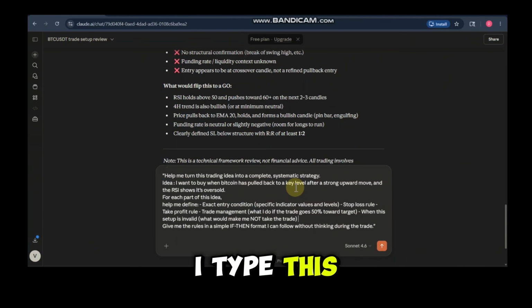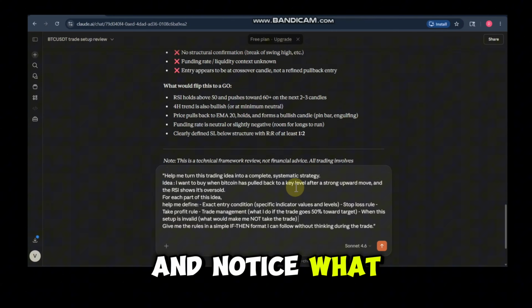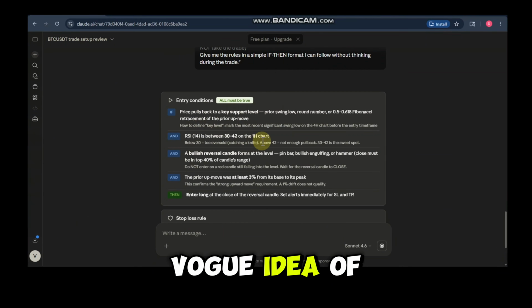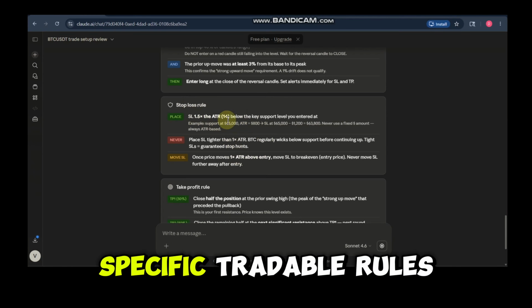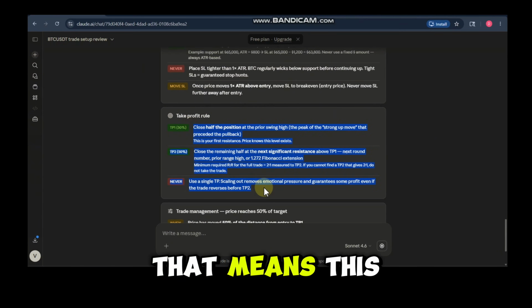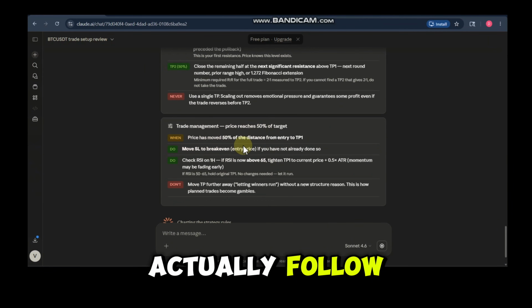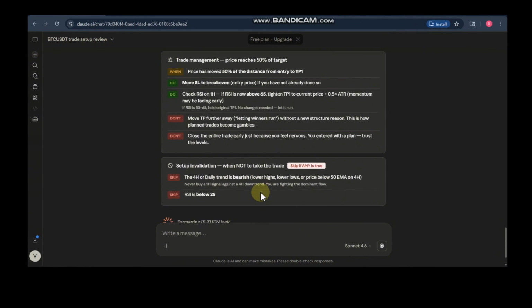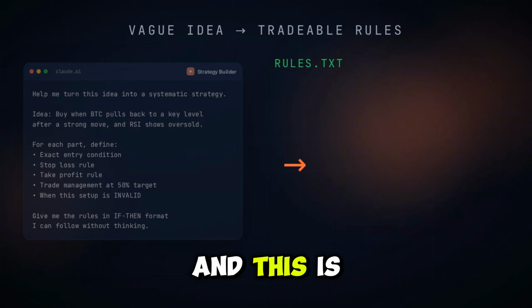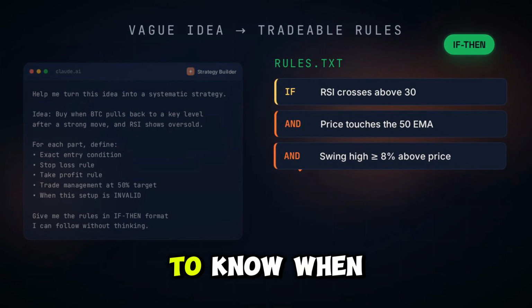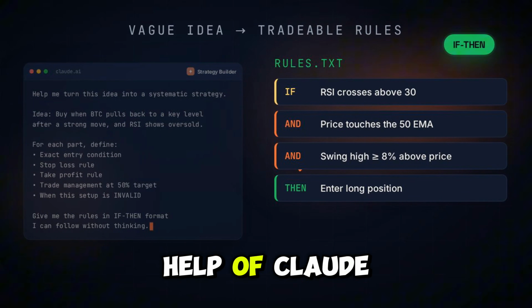As soon as I type this, I will hit enter and notice what Claude did. It took a vague idea of pullback to a key level with oversold RSI and turned it into specific tradable rules. That means this is the rule we have to actually follow before taking any trade. We have to take the entry when this particular rule is met. And this is actually awesome. You just got to know when to take the trade with the help of Claude.